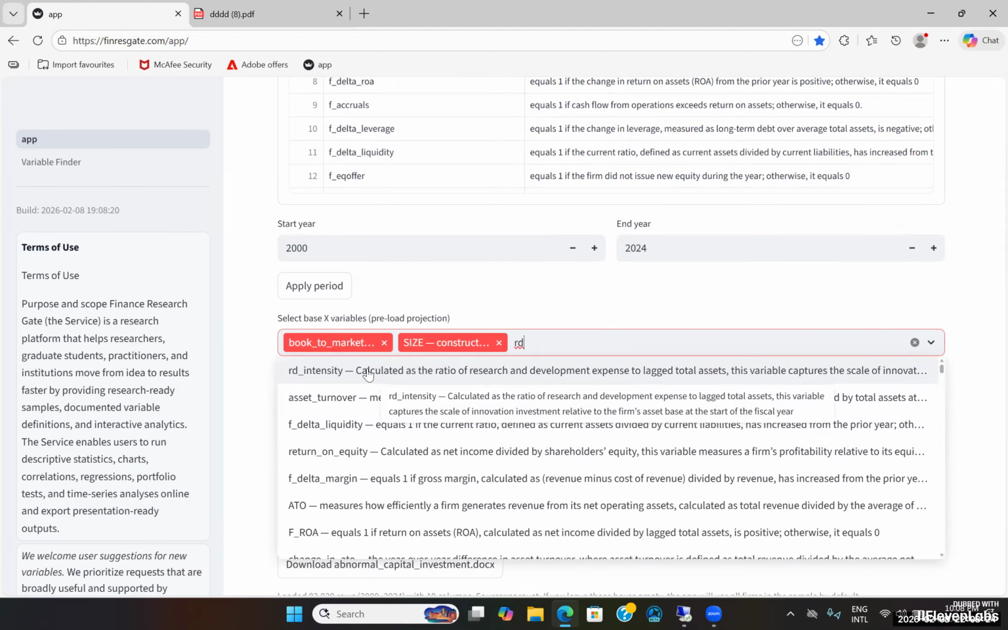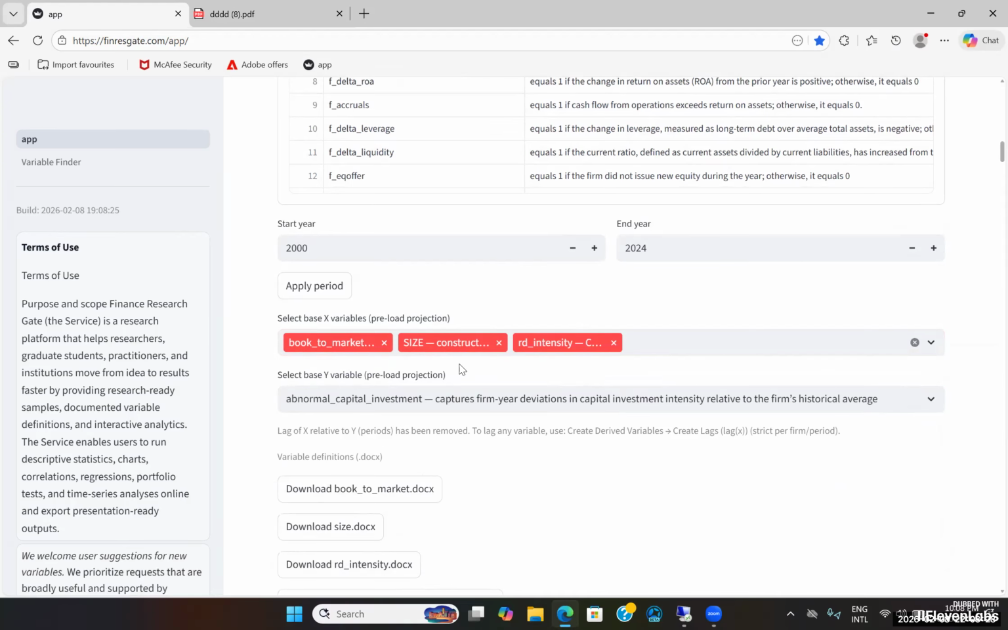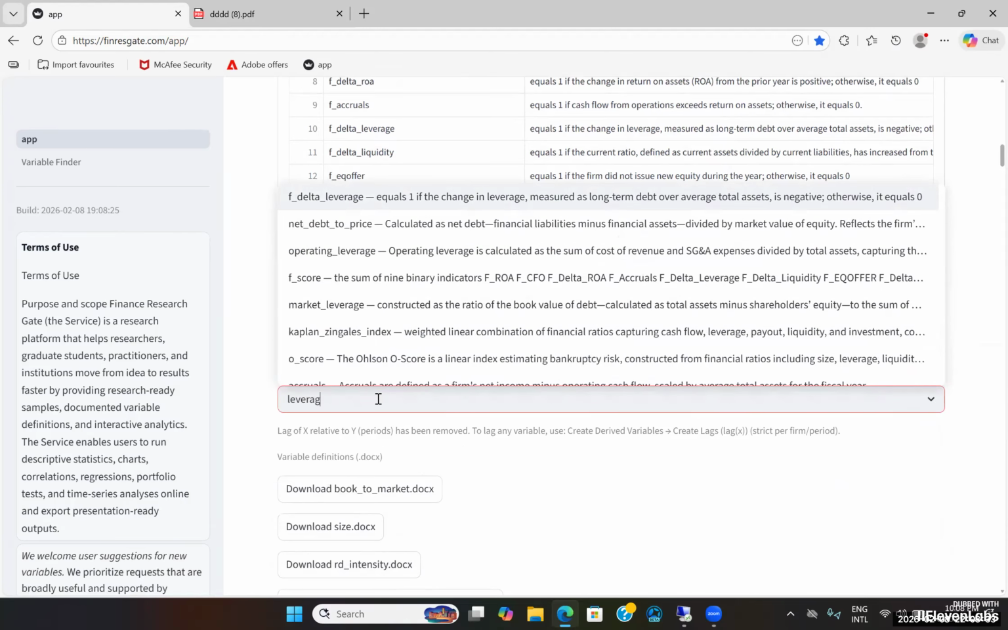Of course, we do have a great many other variables available to us. However, to keep this explanation as simple as possible, we'll focus on 3 X variables, and the dependent Y variable will specifically be leverage.